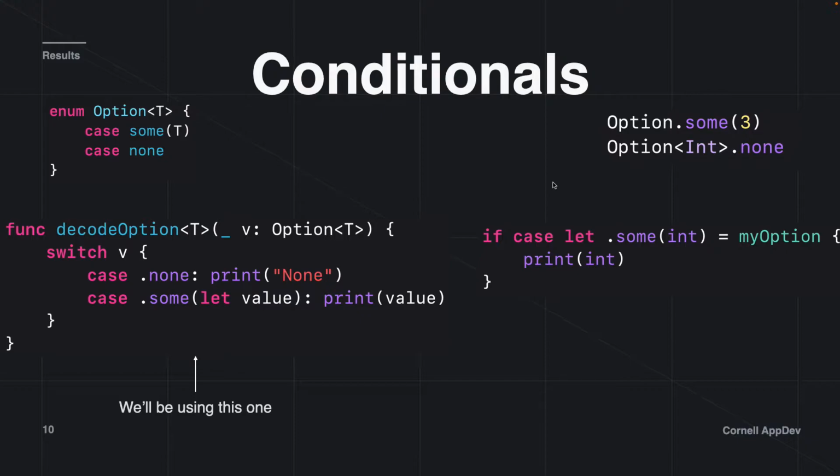You could also use if statements, except it's called an if case statement. What it's saying is I'm going to try to bind it to the specific enum case, and if it works, then I'll run some body. So for example, I'm setting my option, and my option is just option.some of 3, and then it's saying, okay, if you're some and you have an integer, just print the integer, and this name can be whatever you want it to be. But this isn't something you really need to understand. All you need to really get is how to handle them with switch statements, and then also how to create them.